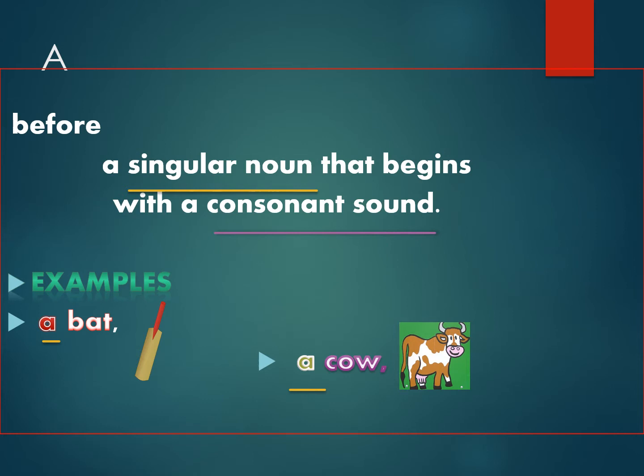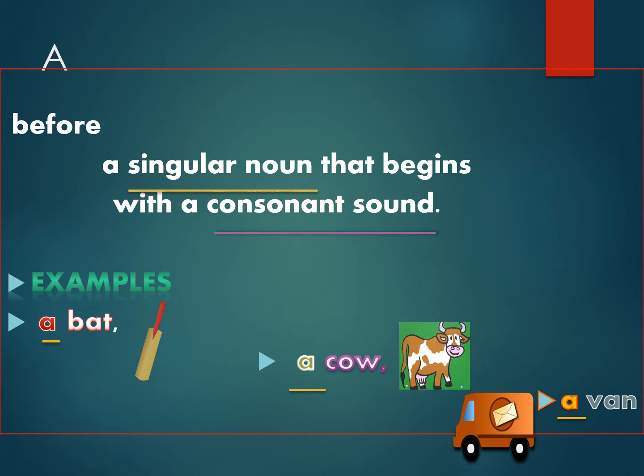Let's see one more example. A van. Van is a singular noun and the first letter is V. It is giving the consonant sound va. So article a is used before it.